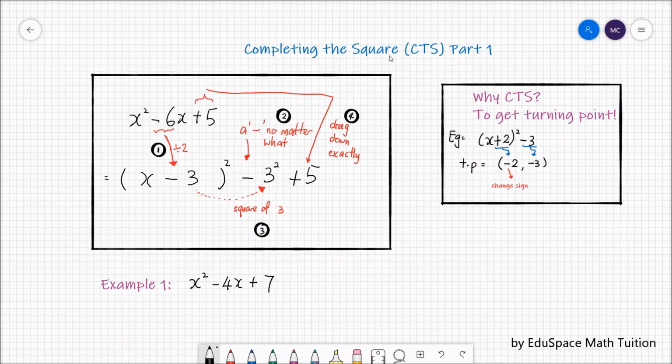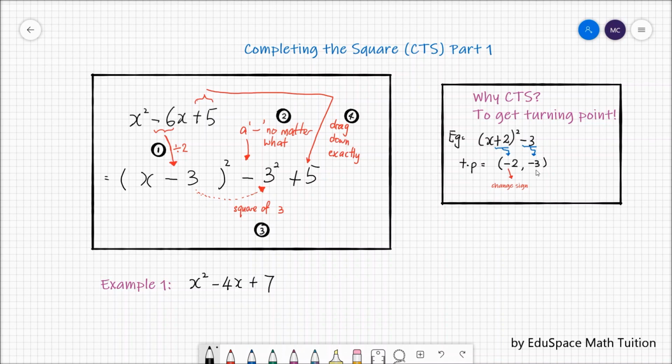So let's start with why do we need completing the square, or we call it CTS. The main purpose of expressing a quadratic function in completing the square form is for us to identify the turning point. For example, here we have (x + 2)² - 3. This is already our completing the square form. So what information we can get here is actually the turning point. The turning point will be a coordinate, therefore you have the x value and also the y value.